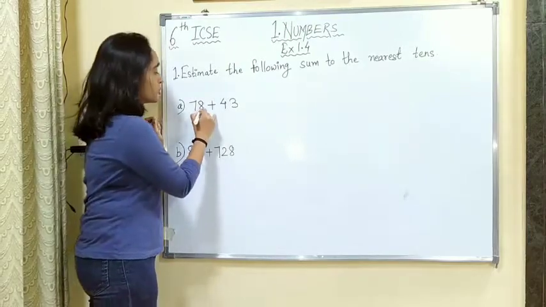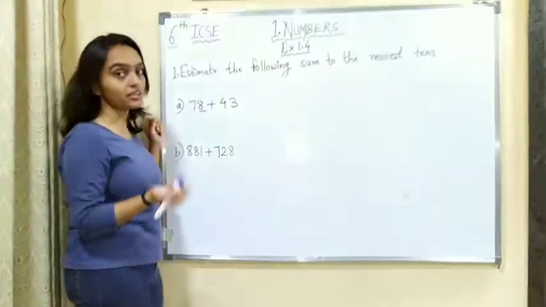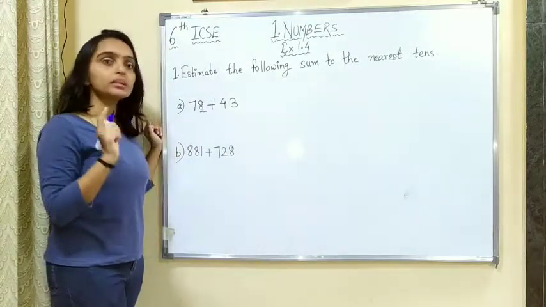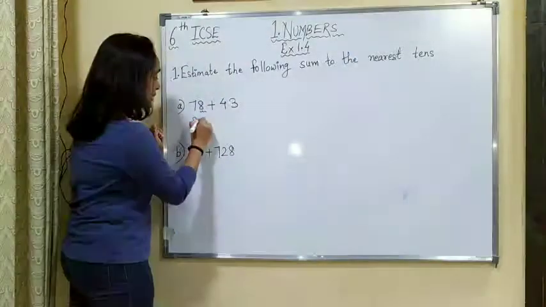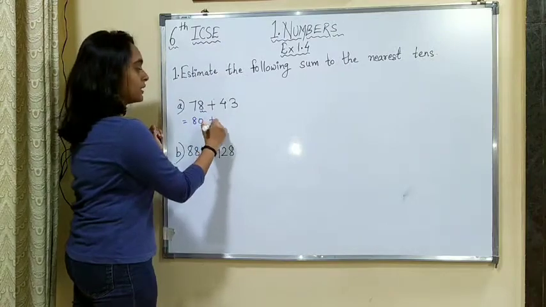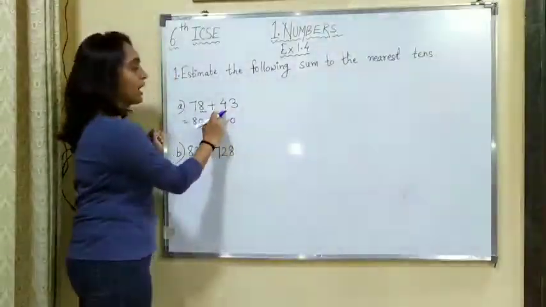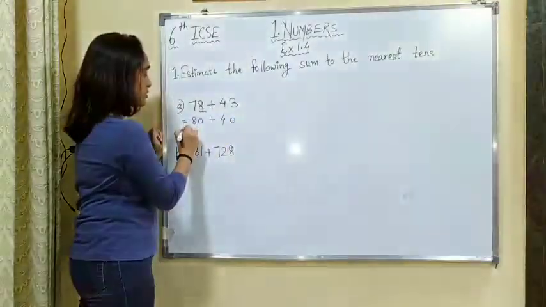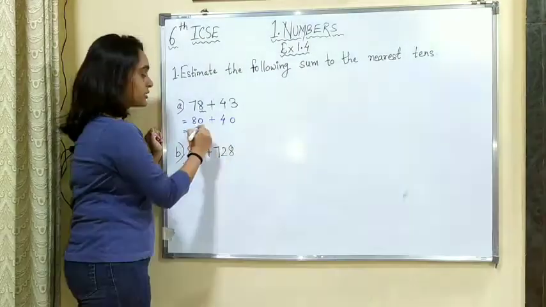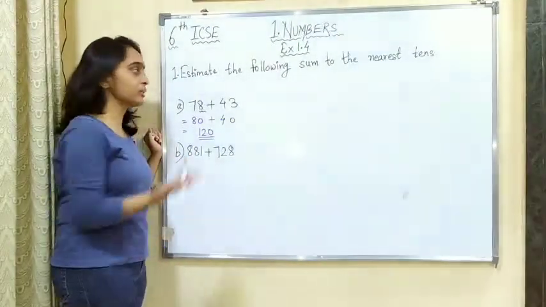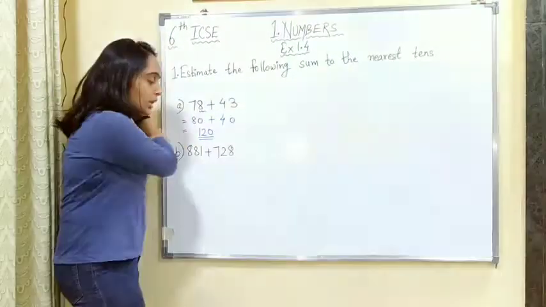So first we have to estimate the two given numbers and then add them. Here the units place is 8. It is greater than 5. So we will replace it by 0 and add 1 to the tens place. So it will be 80. And here 3 is there. So we will replace it by 0 and no need to add here. So now 80 plus 40 is 120. So this is your answer after estimating these numbers.